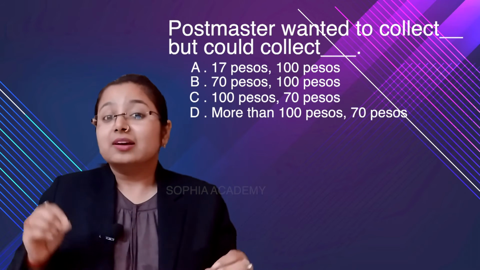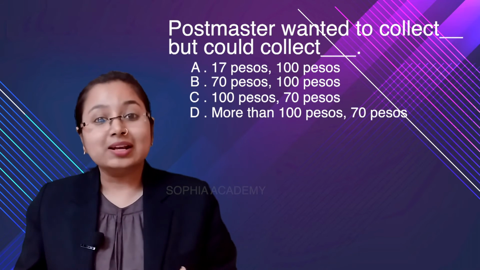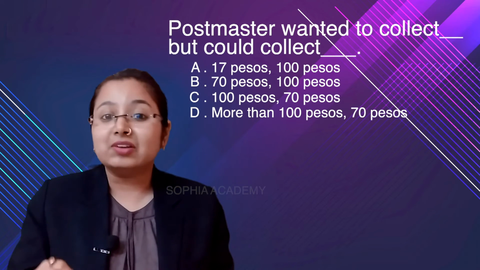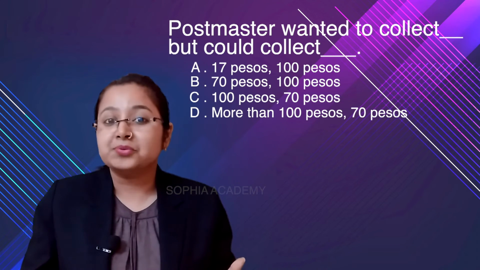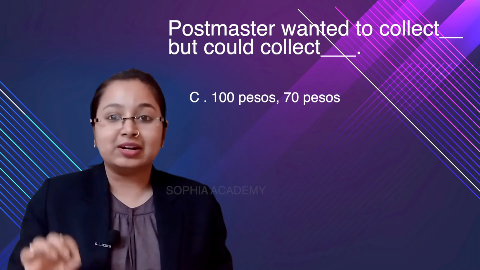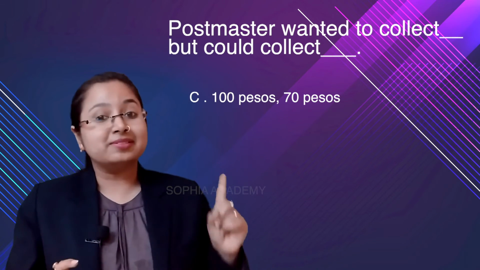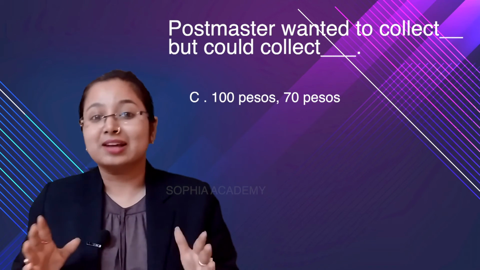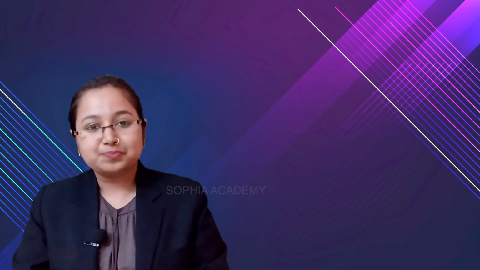Now students, the postmaster wanted to collect 100 pesos but he could only collect 70 pesos. So the correct option will be option number third, that is 100 pesos and 70 pesos. See, option number second and option number third look quite similar, so do not get confused between them. Okay, now let's move to the next question.